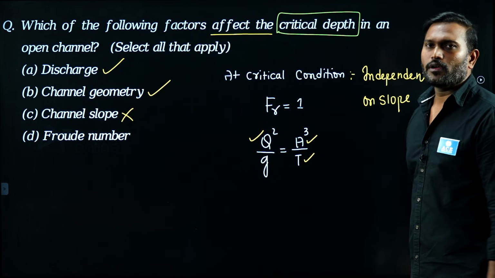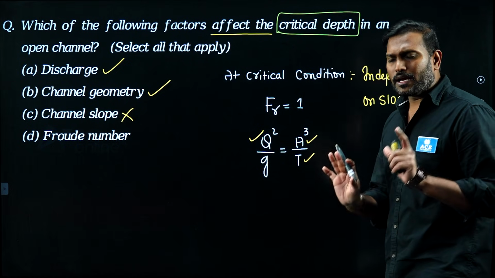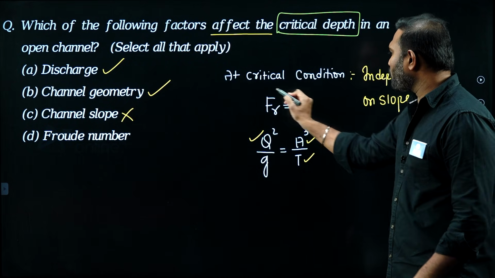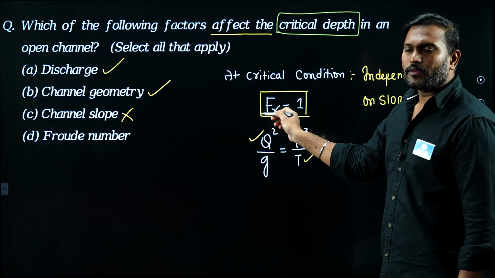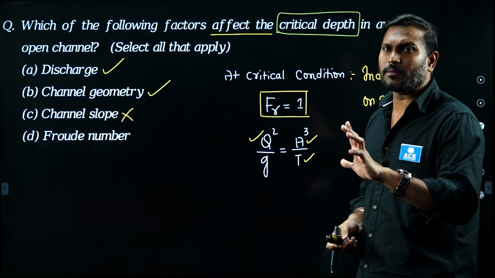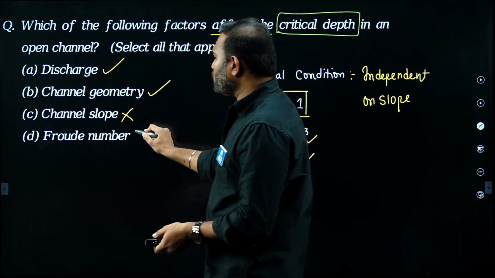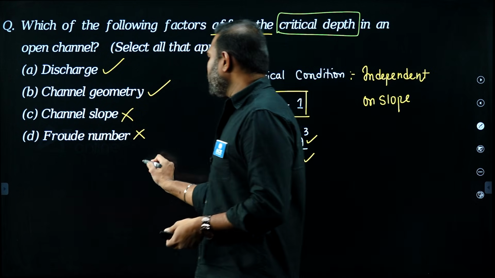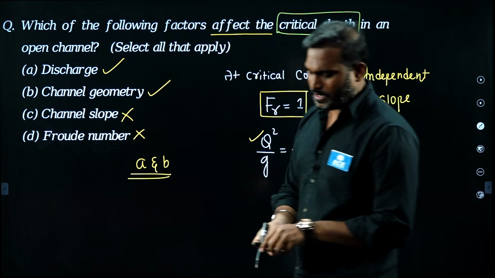And the last one, Froude number. If Froude number changes, does the critical depth change? No. Critical depth is going to occur when the Froude number is 1. So Froude number is a constant value. The critical depth may be 2 meters or 3 meters, but it will occur at a Froude number equal to 1 only. So again, in this, the correct answers are A and B.